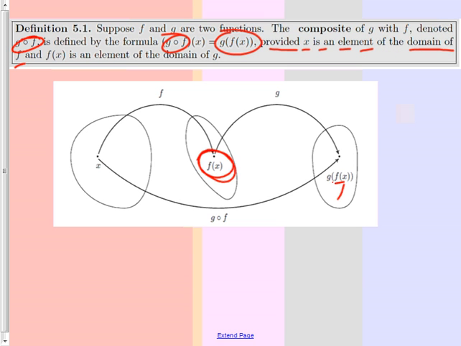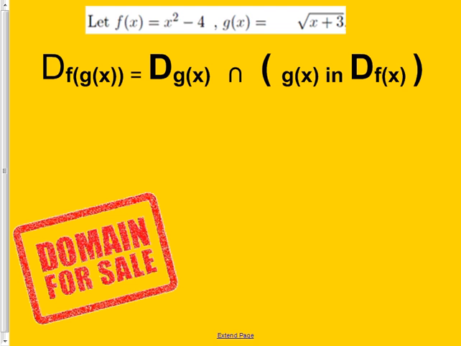So x has to be in the domain of f. That's the domain of the inside one, just like we said. Remember? And f of x is an element of the domain of g. That's where we say f has to be put into the domain of g. So that brings us to that big formula that I've been telling you for a while now, which is right there: the domain of f of g of x would be the domain of g, the inside one, intersected with g in the domain of f. We've practiced that enough now that this should be a review for you instead of new material.